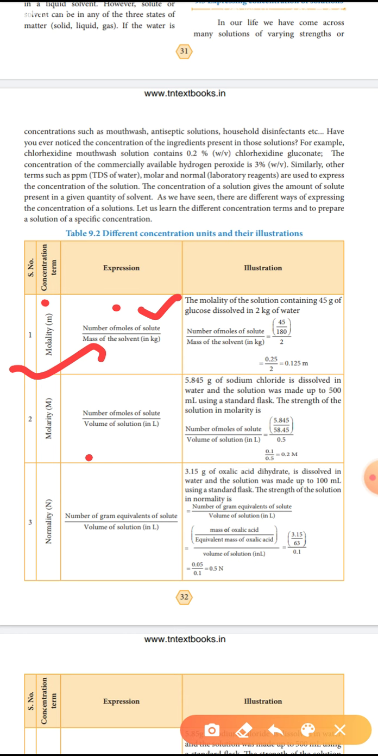Molarity is denoted by capital M. Molarity is defined as the number of moles of solute divided by the volume of solution. Volume of solution is represented in liters. Here, in molality, it is the mass of the solvent. The third one is normality, denoted by capital N. Normality is defined as the number of gram equivalents of solute divided by the volume of solution.